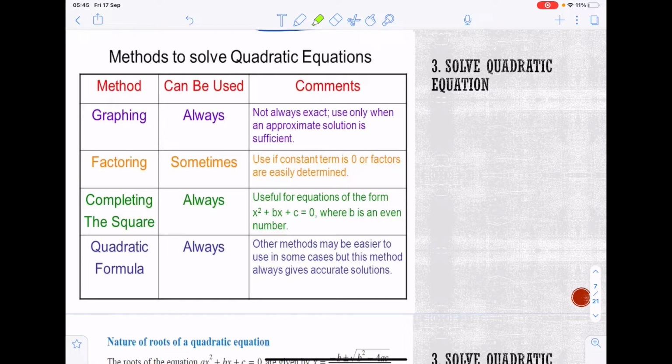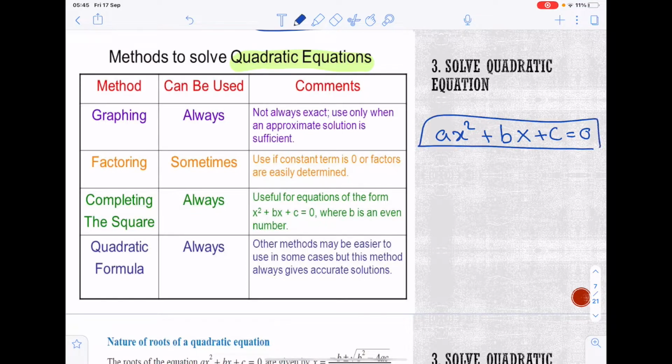Okay, now we have the quadratic equations. The form of the quadratic equation is ax squared plus bx plus c equals 0. This is the standard form of the quadratic equation.